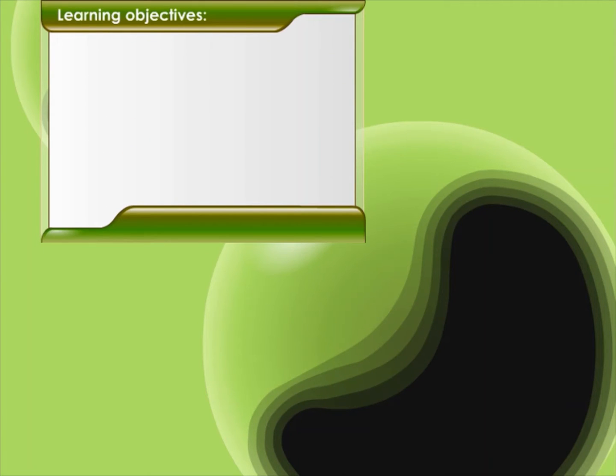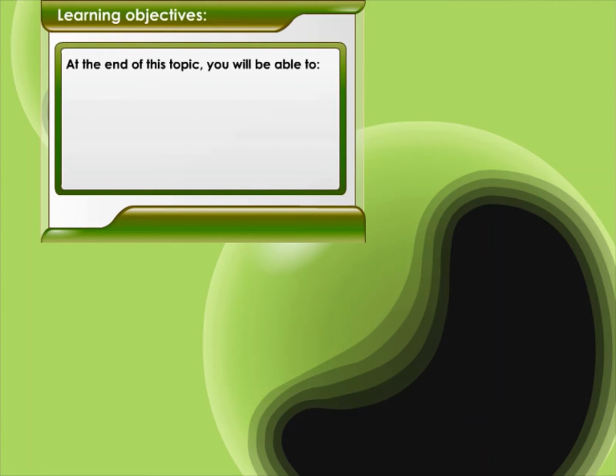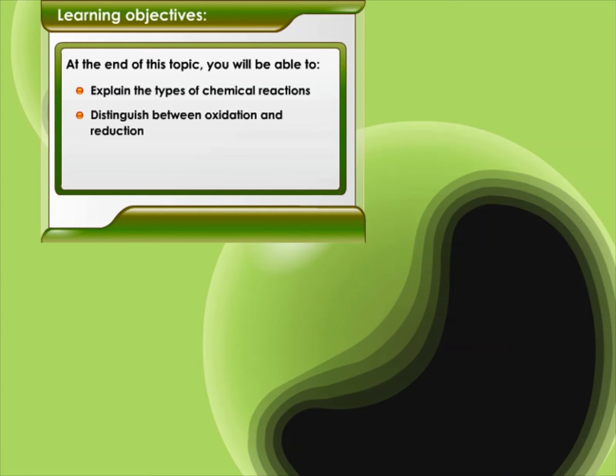Learning objectives. At the end of this topic, you will be able to explain the types of chemical reactions, distinguish between oxidation and reduction, and analyze the effect of oxidation and reduction in everyday life.